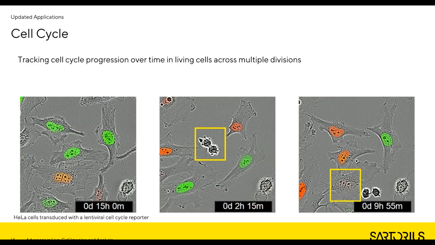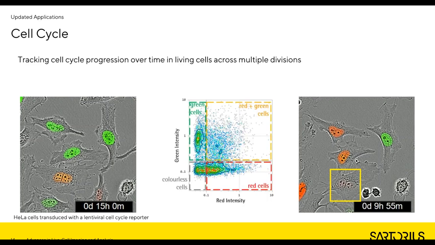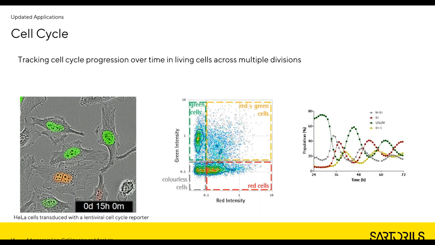We can look at interesting phenomena like multinucleation as well, and we can watch these across multiple divisions. So here we're showing you where those cells fall in each of these populations. And if we synchronize our cells with something like thymidine, we can also watch how these cycling events take place and look at the cycling period of these cell populations. So it's a really valuable application that can use an existing cell cycle sensing probe.